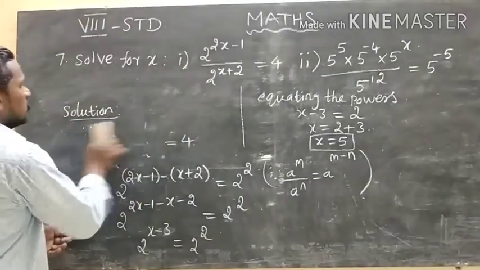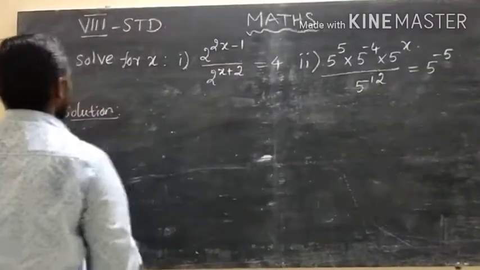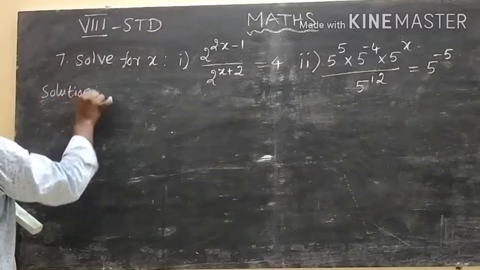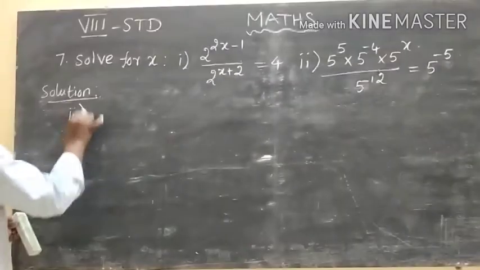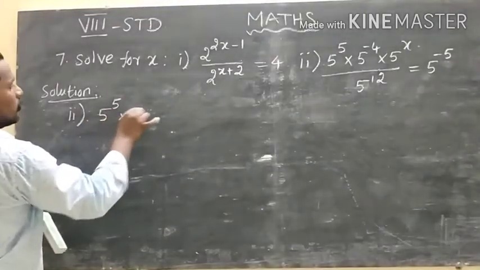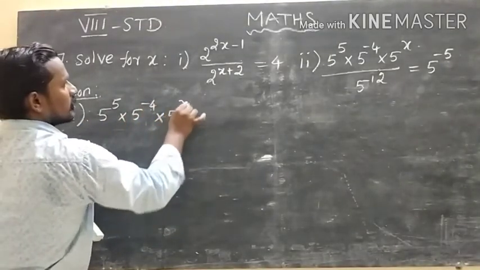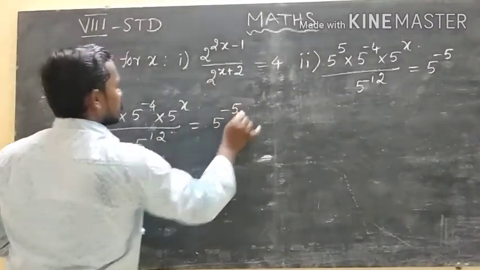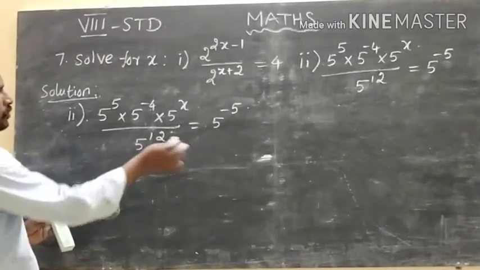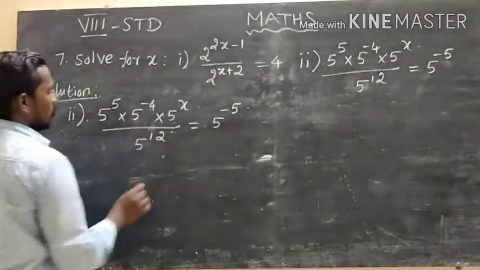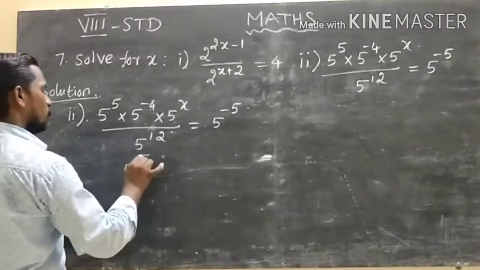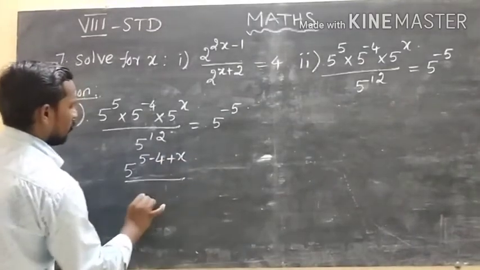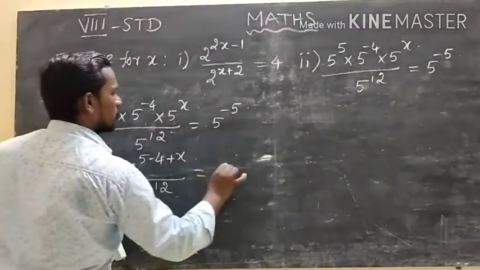Have you understood? Then the second question: 5 power 5 into 5 power minus 4 into 5 power x, whole divided by 5 power 12, which is equal to 5 power minus 5. Following the same manner, you find out the value of x. So all are in powers. So 5 power 5, 5 power minus 4, 5 power x, whole divided by 5 power 12, which is equal to 5 power minus 5.